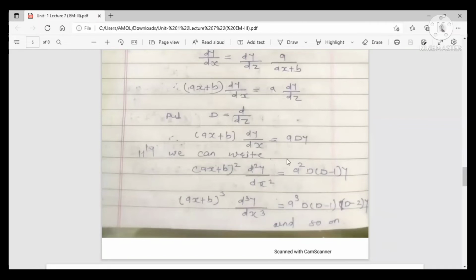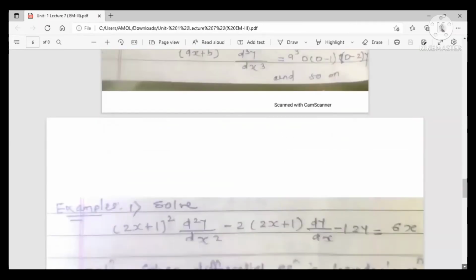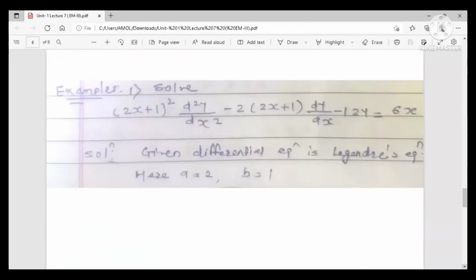Here in all the terms, capital D is nothing but d by dz, like in Cauchy's equation. You remember here D is d by dz. So we are using the substitution ax plus b is equal to e raised to z. Now the example: solve (2x plus 1) whole square into d2y by dx square minus 2 into (2x plus 1) dy by dx minus 12y is equal to 6x. We want the solution for this differential equation.